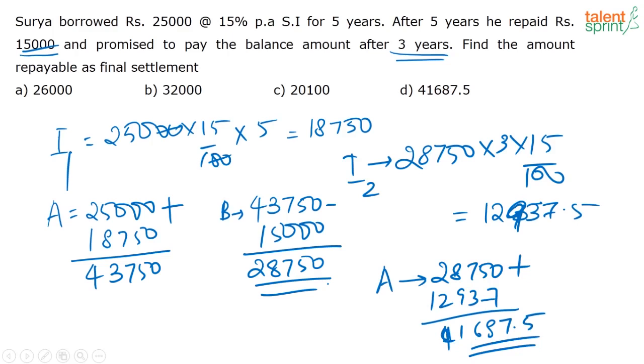You can at this point, see, 28750 into 3 into 15 by 100. If you approximate it here itself, you know that this option will not definitely come. Automatically you can eliminate this option because the balance amount he has to repay is 28750, correct? This 28750 plus some interest that is accrued on it, he has to pay. So these two are definitely not valid options. Now we are left with two options, option B and option D. So what is 10% of 28750? 10% of 28750 is 2875.